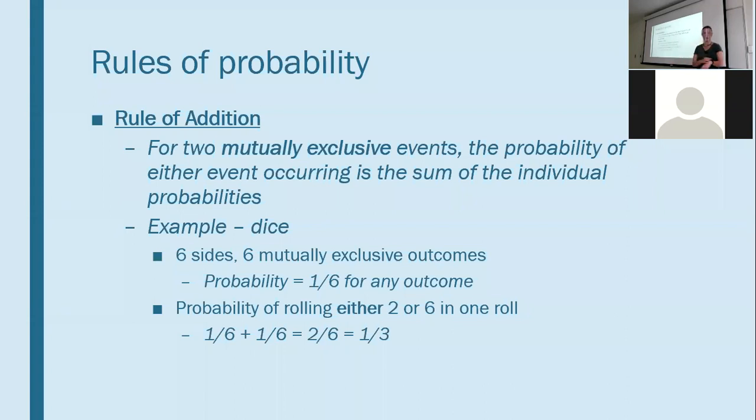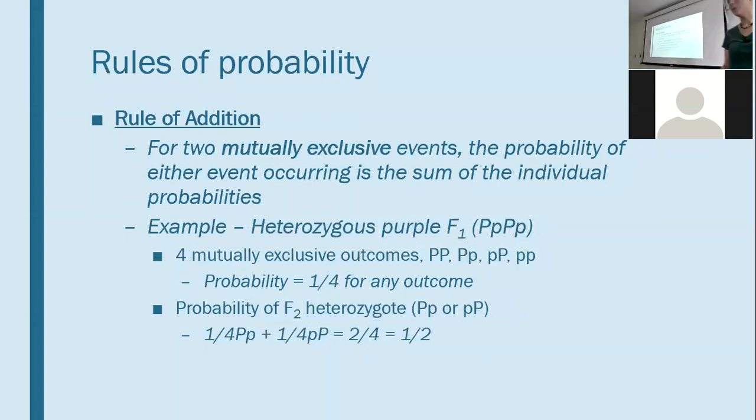All right, so the rule of addition. Well, we can put genotypes in there. So we've got this heterozygous purple F1 cross. I'm missing my X, but you can pretend it's there. This heterozygote is crossed with this heterozygote. There are 4 possible outcomes: the offspring can inherit both dominant alleles, dominant and recessive, recessive and dominant, or both recessive. Those are our 4 gamete options from this cross. There are 4 mutually exclusive outcomes, so the probability is 1 in 4 for any of them.